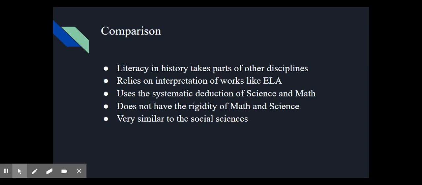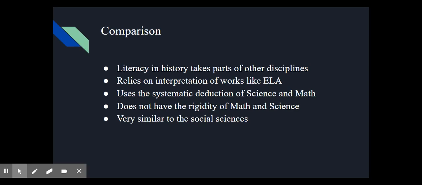History also uses the systematic deduction of science and math. There are a lot of facts, and it takes this kind of building from the ground up and working your way to a conclusion that you see in a lot of science and math literacy. Nothing is a solid fact. It doesn't have the rigidity of math and science, but it builds on itself and it uses things that are as close to facts as we can get to build on arguments.